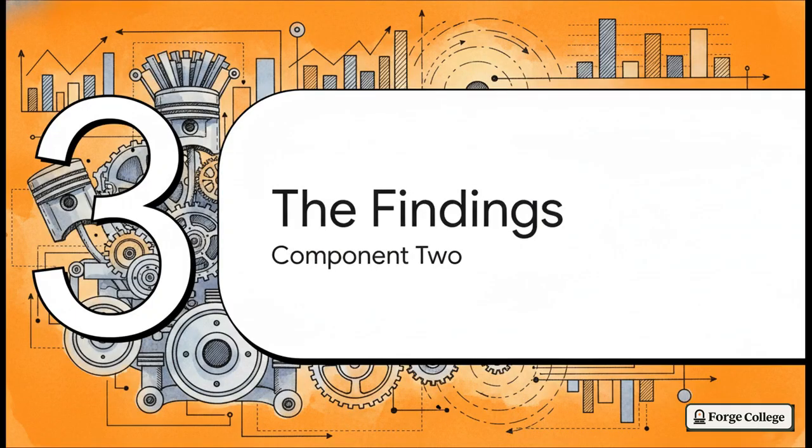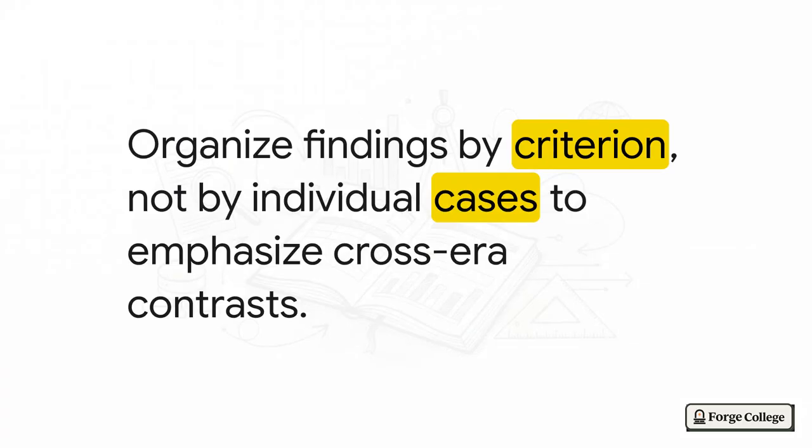Next up on the line is Section 3, Component 2, the findings. This is the engine that actually powers your report. Now, here is a crucial rule that literally cannot be overstated. When drafting your findings, you must organize by criterion, not by individual case study. What does that mean? Well, instead of writing a middle school book report where you do one paragraph on a Web 1 case, then a Web 2 case, then a Web 3 case, you structure it around a specific metric, like data control. Under data control, you compare all the eras together. It's really the only way to emphasize cross-era contrasts and show the actual evolution of the web.